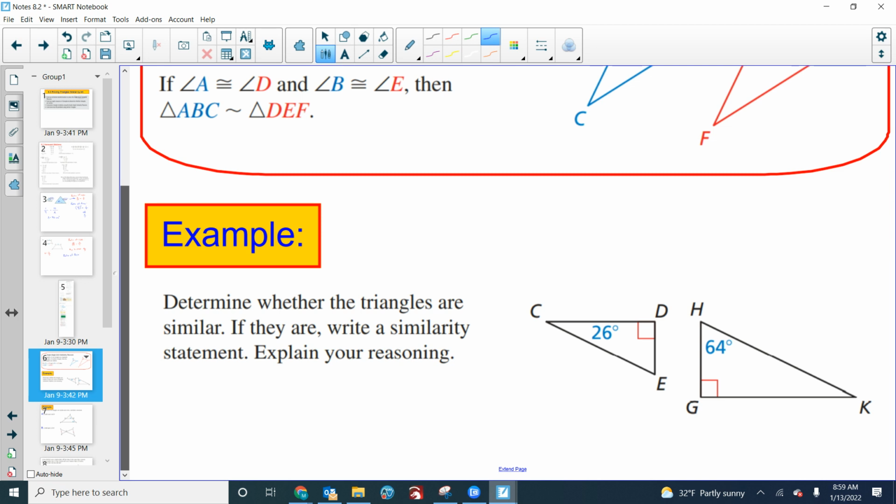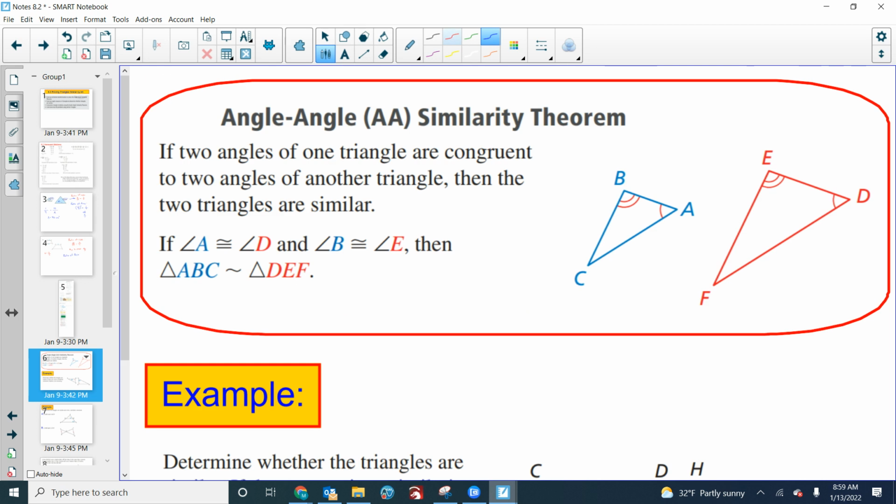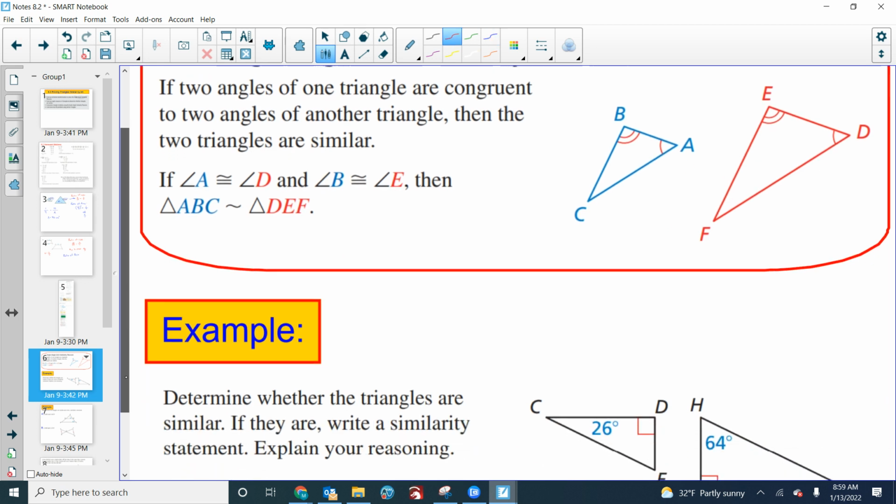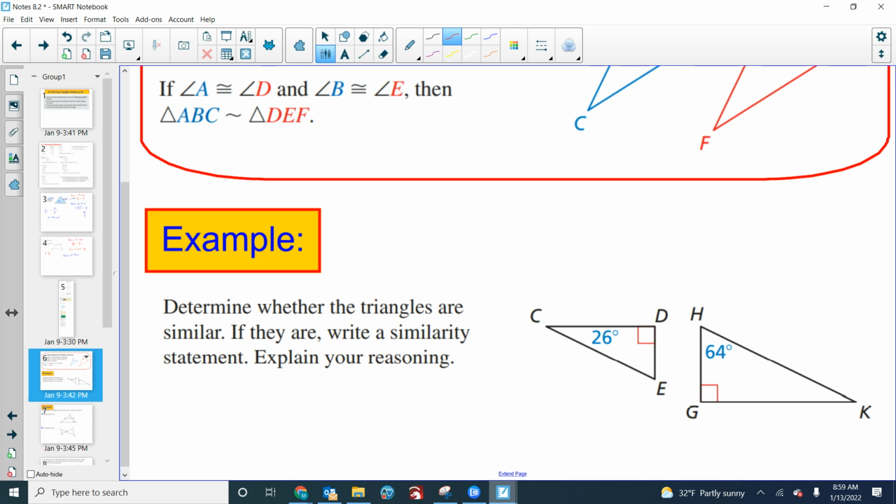All right. Are these triangles similar? Well, they have to have 2 pairs of angles congruent. Do you agree? I see a 90 and a 90. There's one pair. Uh-oh. I see a 26 and a 64. But wait. If this angle is 26 and this is a right triangle, what's this angle down here? 64.